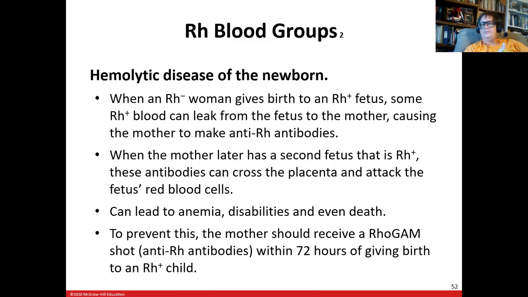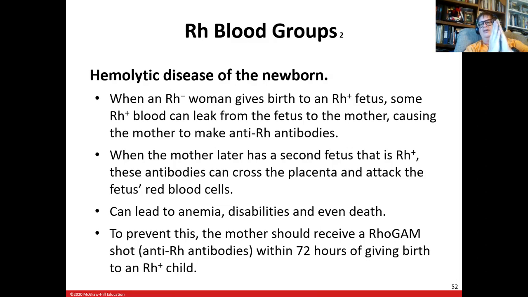That's true. But you already know that things can cross this barrier because the oxygen crosses it. The nutrients that the kid needs cross it. The waste from the kid crosses it in the other direction. Stuff can get across, not blood, but antibodies from the blood can.